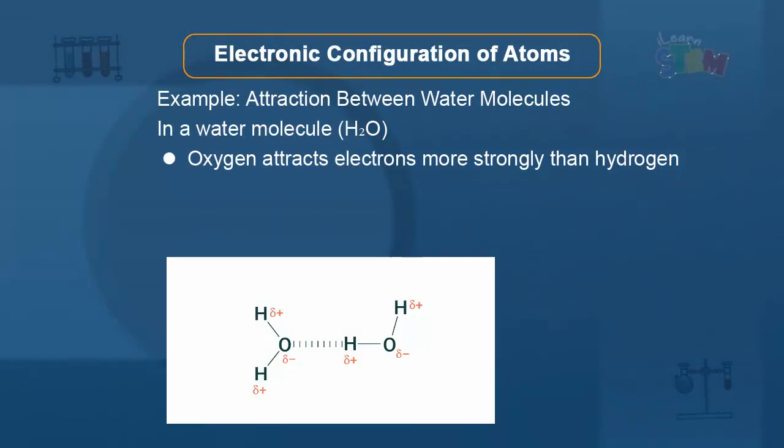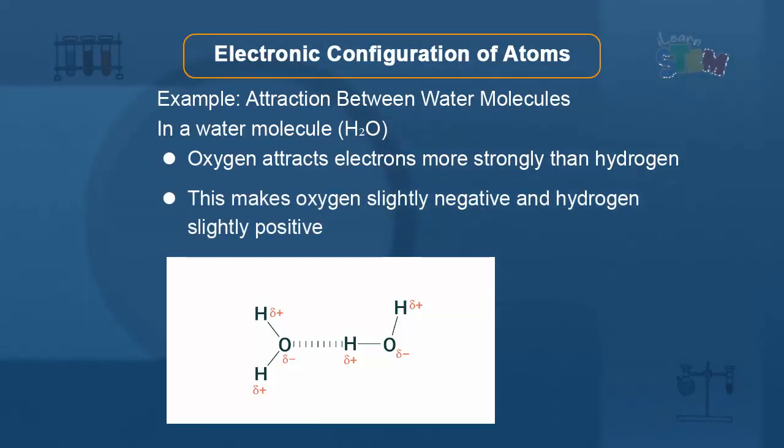In a water molecule, oxygen attracts electrons more strongly than hydrogen. This makes the oxygen atom slightly negative, and the hydrogen atom slightly positive. As a result, the slightly positive hydrogen of one water molecule is attracted to the slightly negative oxygen of another water molecule. This attraction is called a hydrogen bond.